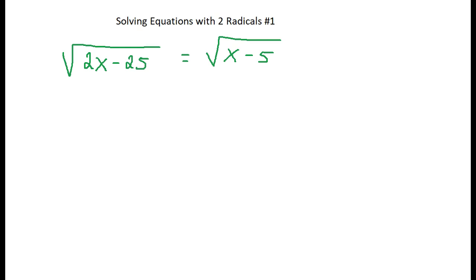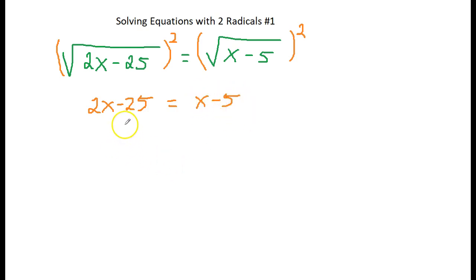All right, but what's really, really nice about this, all I got to do is just square both sides. Because to undo a square root, I square it. All it does is it cancels out the square root. So I have 2x minus 25 equals x minus 5.